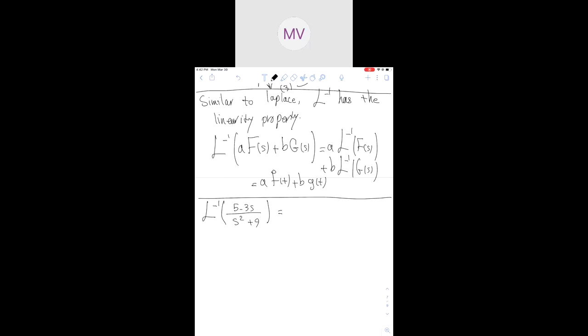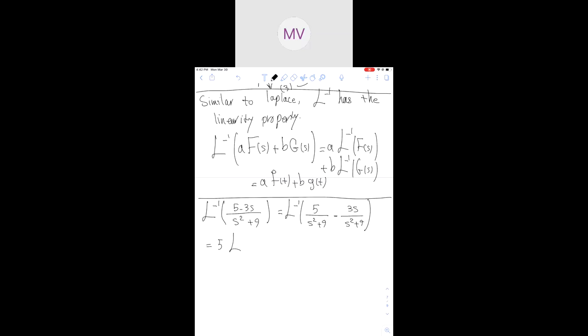The first thing we do, very nice. So you split it up into fractions with the same denominator, right? So it's Laplace inverse of 5 over s squared plus 9 minus 3s over s squared plus 9. Okay. Then we use the linearity property. So it's the Laplace inverse, and you can pull out 5. So let's do that.